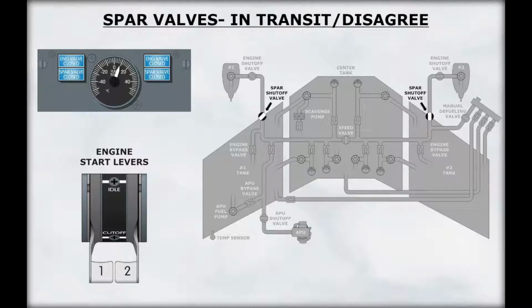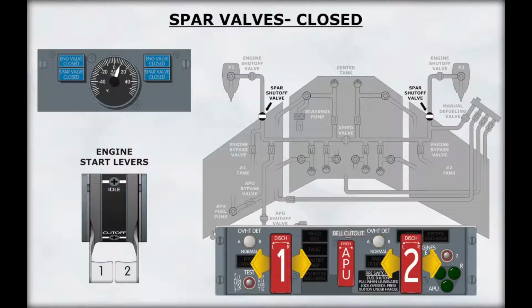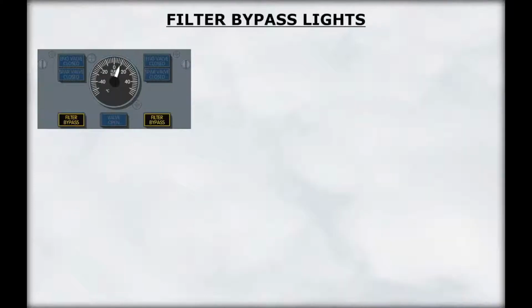The spar valve closed light is illuminated bright when the associated spar valve is in transit or not in the commanded position. Since the start lever controls the spar valve, the closed light will illuminate brightly momentarily during an engine start and then extinguish. The spar valve closed light is illuminated dim when the associated spar valve is closed. The filter bypass light indicates that the fuel feed to the associated engine is about to bypass the fuel filter. This light will be discussed in the engine module.